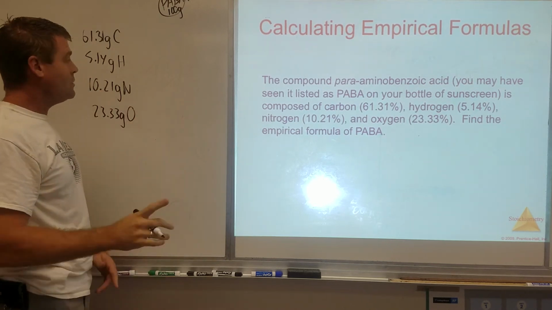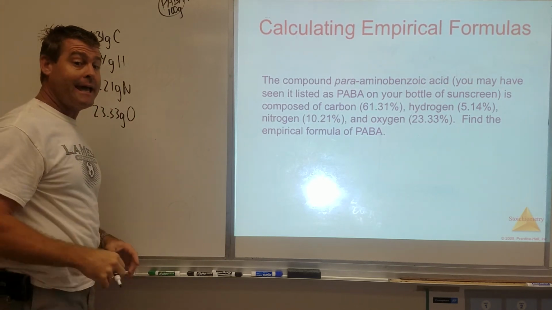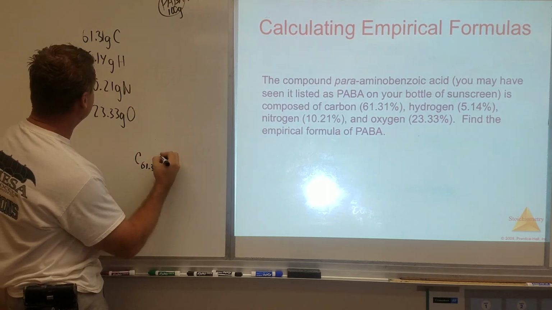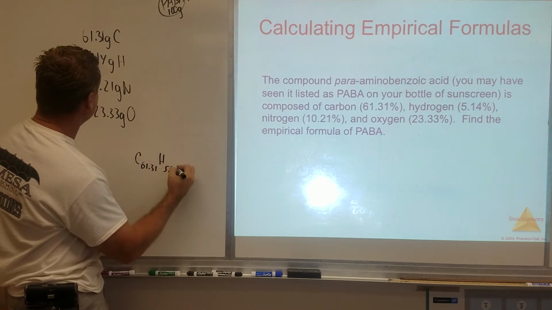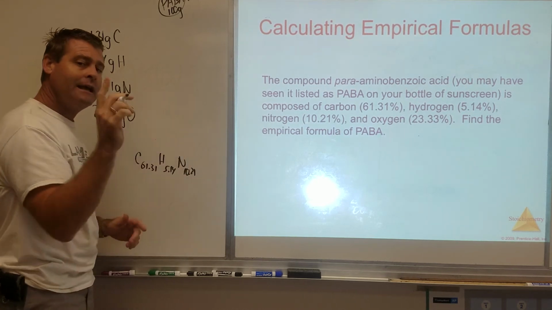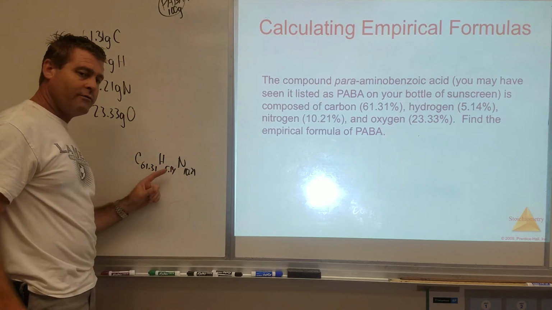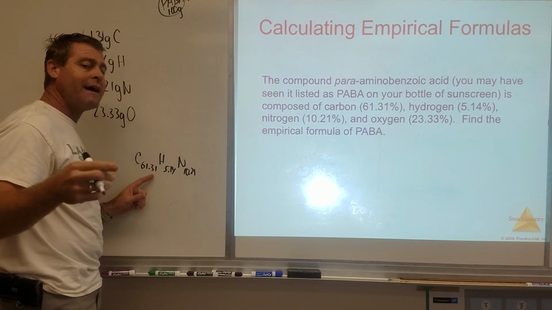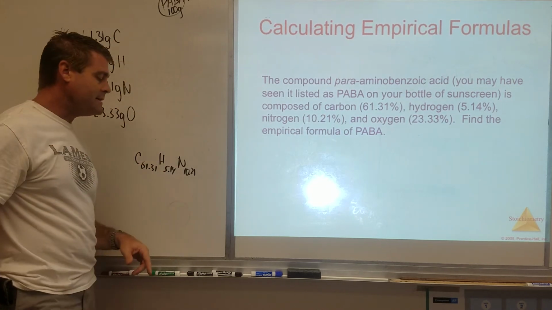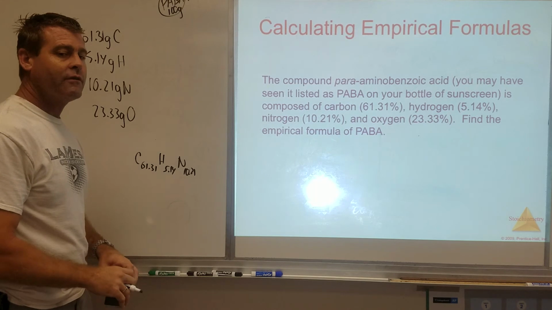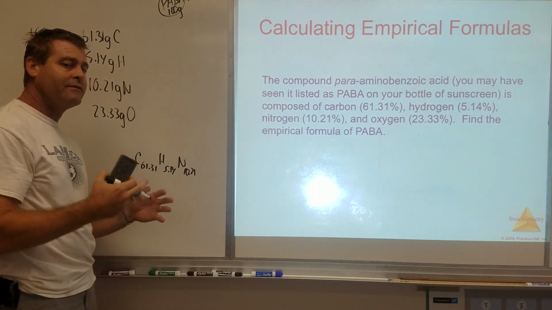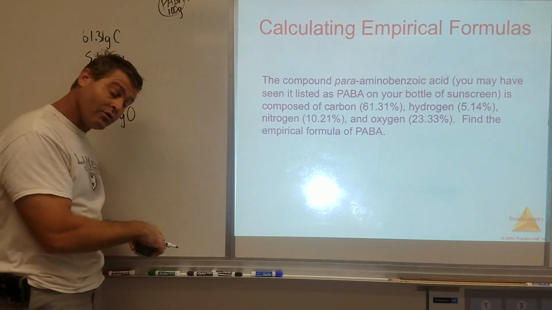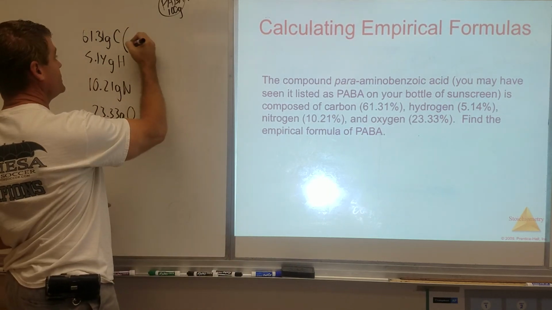Okay, so at this point, would I say my formula is carbon 61.31, hydrogen 5.14? Does that sound right? It shouldn't. You know why? Because when you're doing a formula, it's not a ratio of weights. It's a ratio of the number of atoms. So the masses here aren't going to help me. So what do you guys think we might want to convert the masses to, which might give us an indication of how many atoms are there? You guessed it, moles.